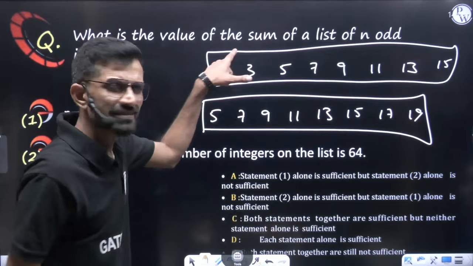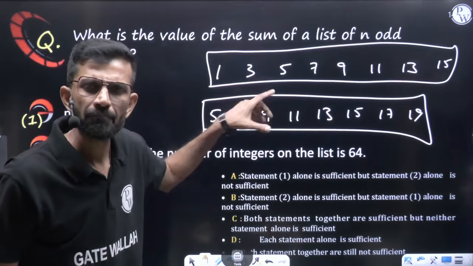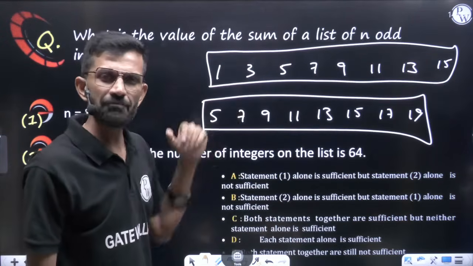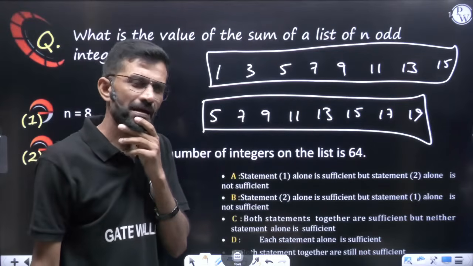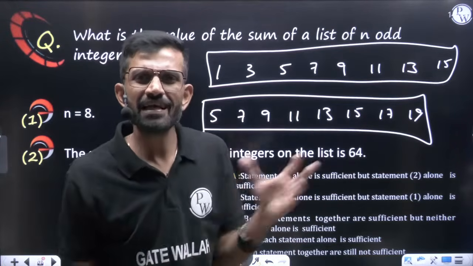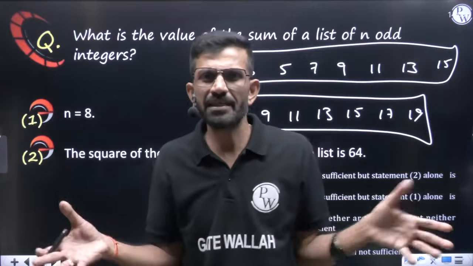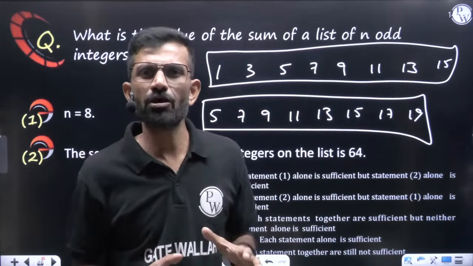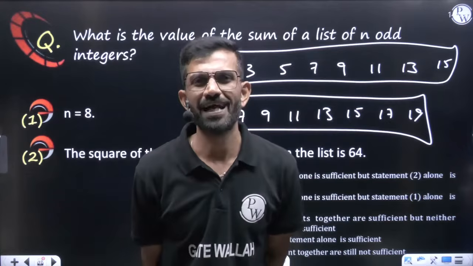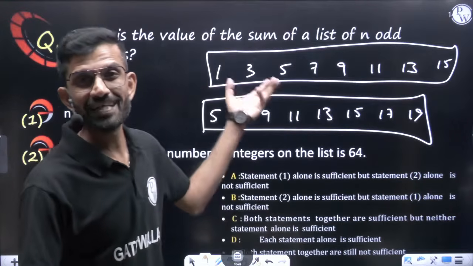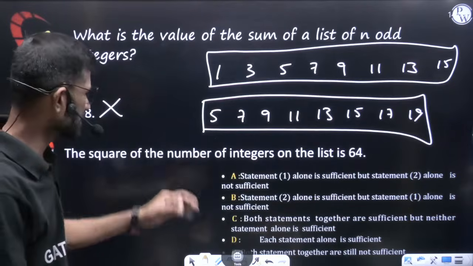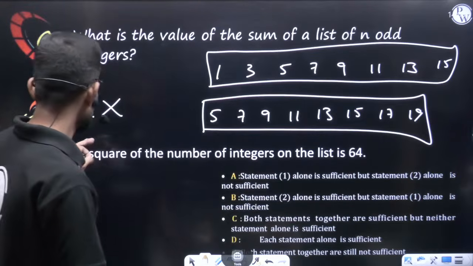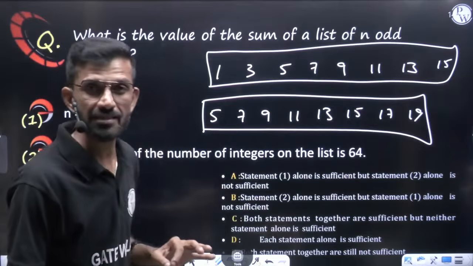Do you think the sum of both will be same? No. For this the sum will be different. For this it will be different. Can we find the confirmed sum? Which 8 odd integers are there? We don't know that. First 8 odd integers or anywhere 8 odd integers. How can we find the sum of that? So my dear friend, it can become anything. So first statement is not sufficient. Now moving to the second statement. Second statement, they are saying the square of the number of integers in the list is 64.